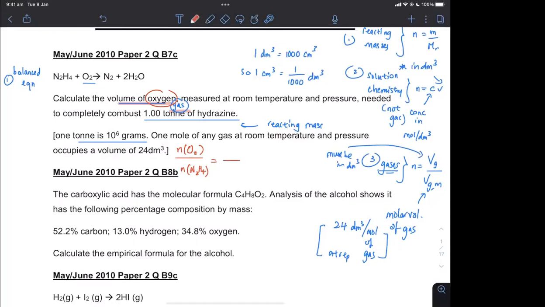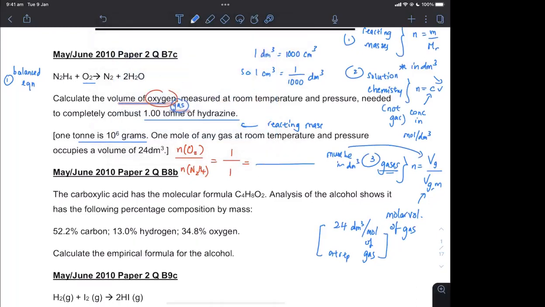From the balance equation, 1 mole of O2 reacts with 1 mole of N2H4. 1 mole is to 1 mole. The first thing you do is read the balance equation. 1 mole of O2 reacts with 1 mole of N2H4. Whatever on top belongs to whatever on top. Whatever at the bottom belongs to whatever at the bottom. Can you have it the other way around? Of course. You just need to follow your own label.